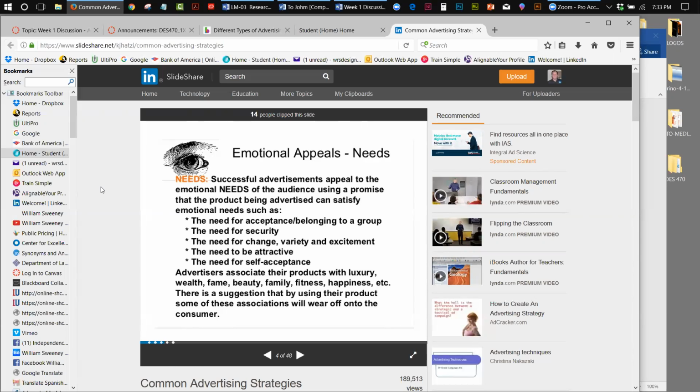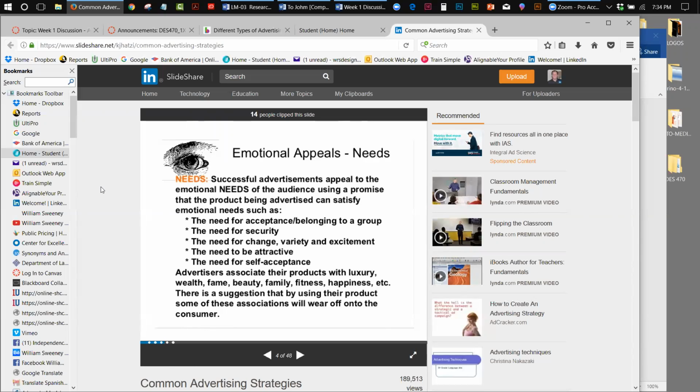And notice that there are emotional needs such as acceptance, security, change, attractiveness, self-acceptance. There are different ones, and they are grouped together and used based on the product or the service. Advertisers associate their products with luxury, wealth, fame, beauty, family, fitness, happiness, etc. And don't forget that they don't just do it orally. They don't do it with the words that they speak.